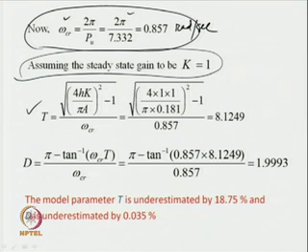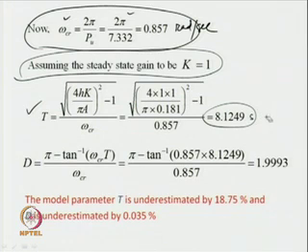So, assuming the steady state gain to be 1, K is equal to 1, the time constant can be estimated as T is equal to root of (4hK upon pi a) squared minus 1, upon omega CR, is equal to 4 into 1 into 1 upon pi into 0.181, squared, minus 1, root, upon 0.857, which gives us T is equal to 8.1249 seconds.